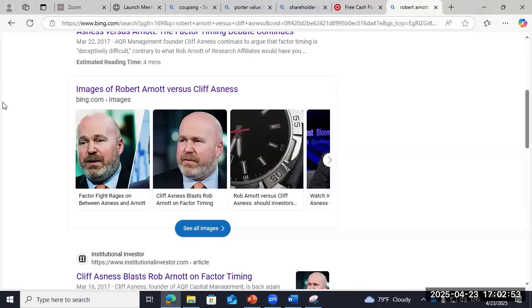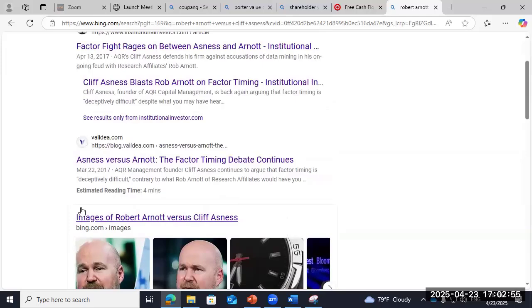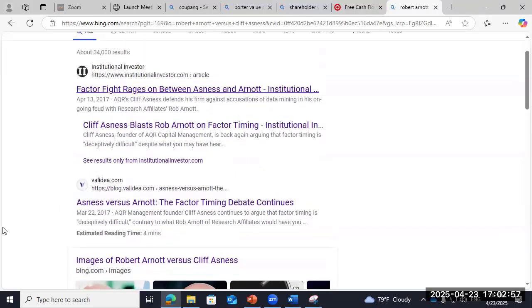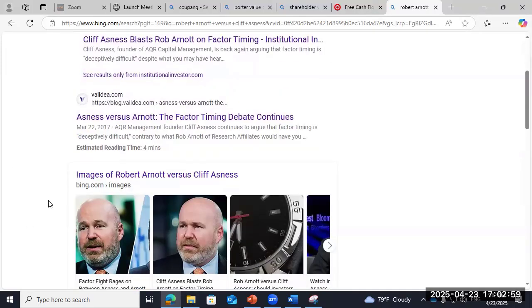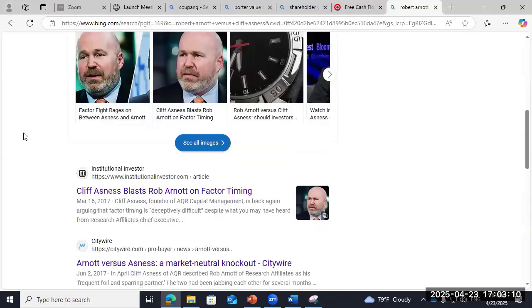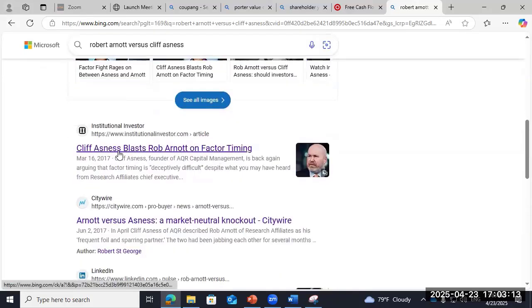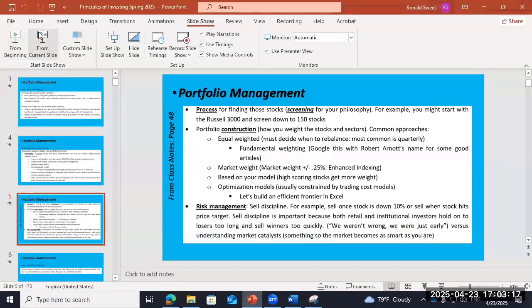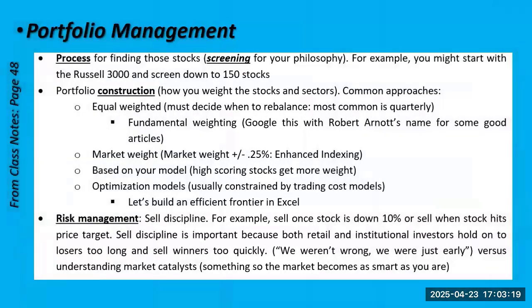Robert Arnott, one of my favorite people. I've never met Asness, but I have met Robert Arnott a couple of times. Really great guy. They disagree with each other. You might think they don't like each other, but they actually have tremendous respect for each other, and they debate hard in public. They're really, really after it. Both of them are giants in the industry. Cliff Asness doesn't like fundamental weighting. Arnott is the big pusher of this, and that's his thing.